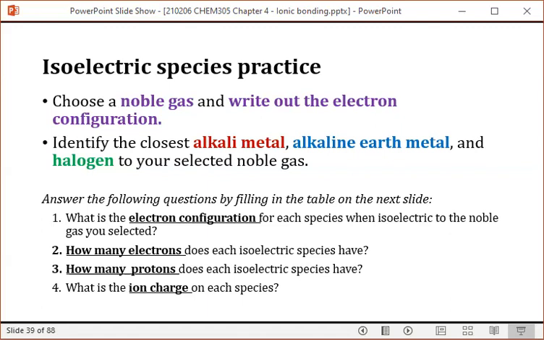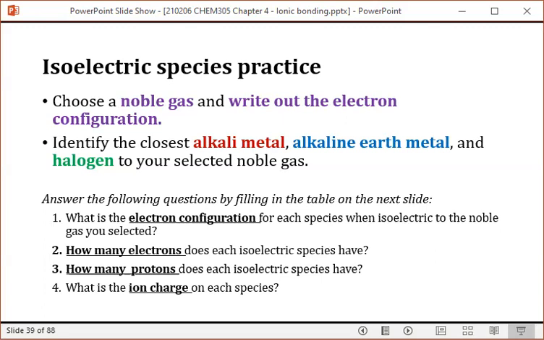Isoelectronic means they have the same electron configuration and the same number of electrons. So hopefully in number 2, once you draw your electron configurations and count up the number of electrons, they should all have the same number of electrons. But because they're different elements, you have an alkali metal, an alkaline earth metal, and a halogen, they're going to have different numbers of protons.